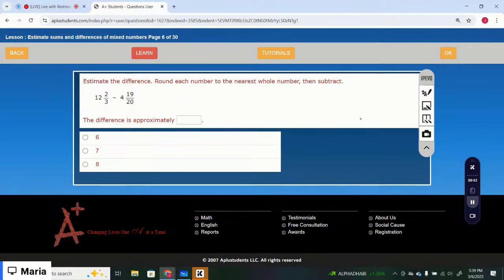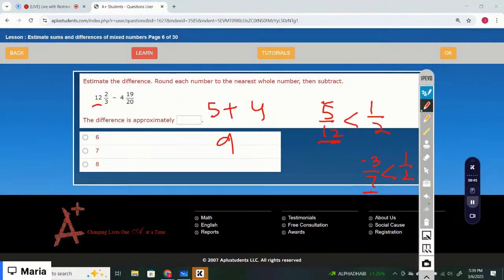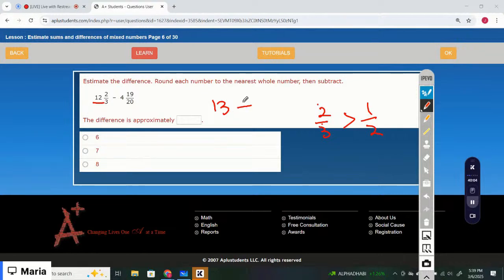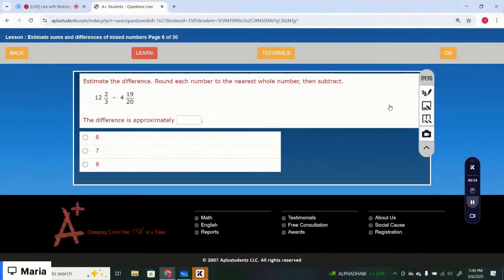Whole 2 by 3 minus 4 whole 19 by 20. So look at the fractional part, 2 over 3. You have to compare it to half. Half of 3 is 1.5, and here you have 2. That means 2 by 3 is greater than half, so you need to round up to 13. Same, you have to check 19 over 20. Half of 20 is 10. Here you have 19. Again, 19 over 20 is more than half. So you need to round up to 5. 13 take away 5 is 8. Option number 3 is the correct option. 8 it is.